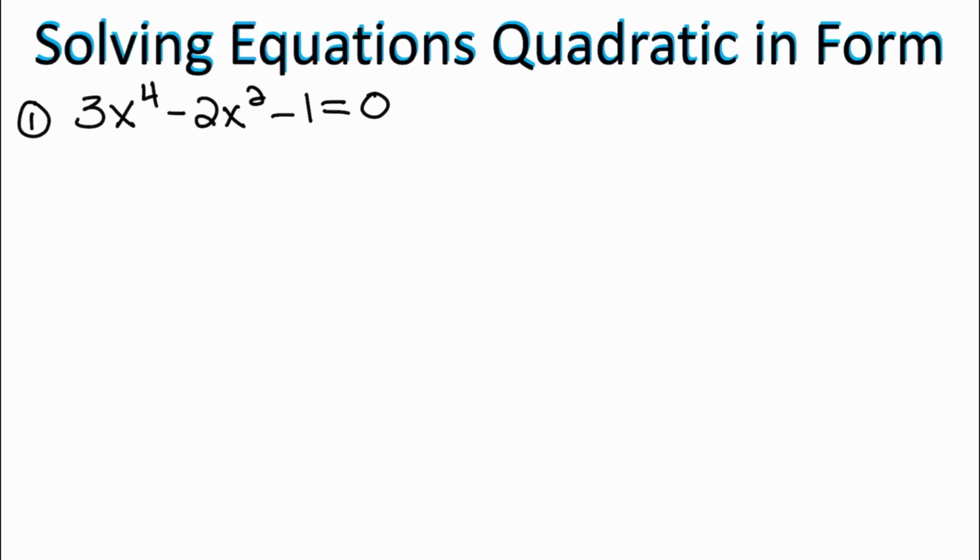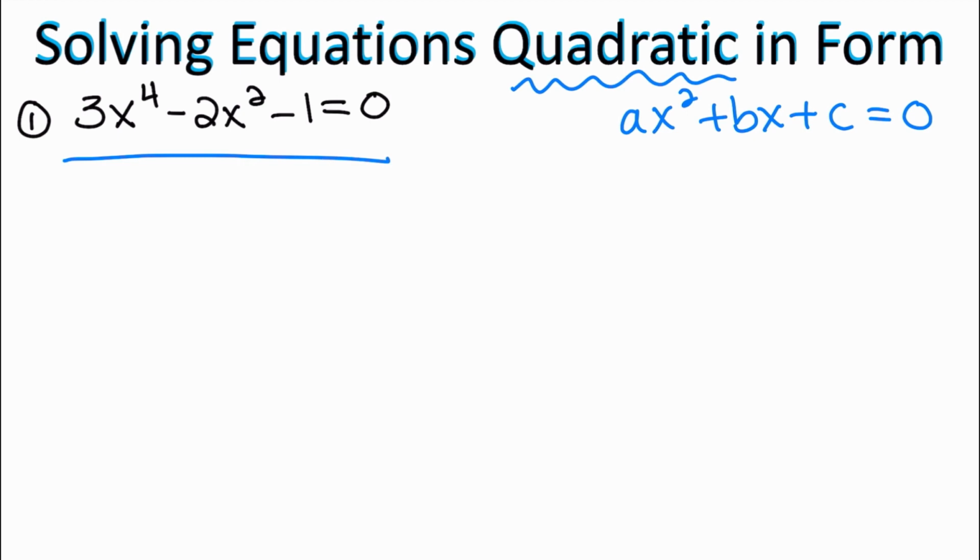Let's go ahead and talk about solving equations quadratic in form. What does that mean, quadratic in form? If you remember, a quadratic equation is ax squared plus bx plus c equals 0. In this case, the fact that the highest power is 2 makes this a quadratic equation. So what we have in front of us right now, 3x to the fourth minus 2x squared minus 1 equals 0, is not a quadratic equation, but notice the resemblance between it and a quadratic equation. This is what is referred to as quadratic in form.